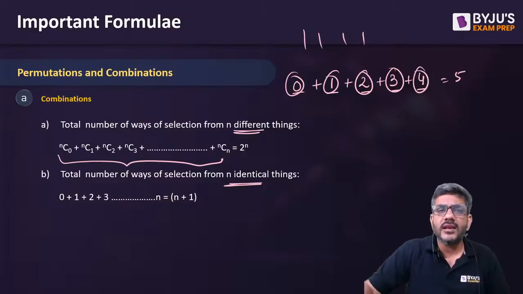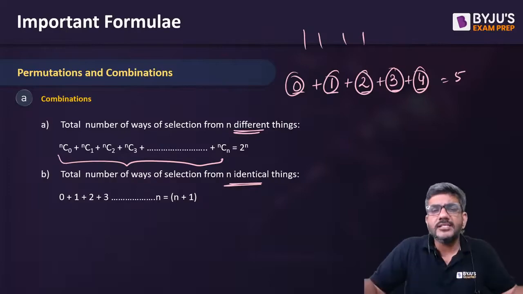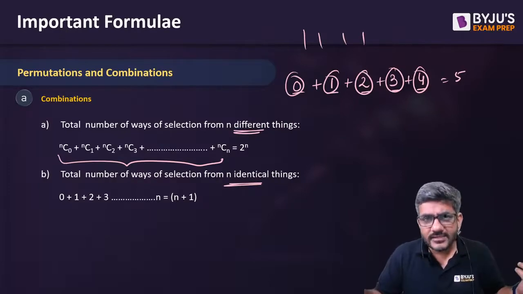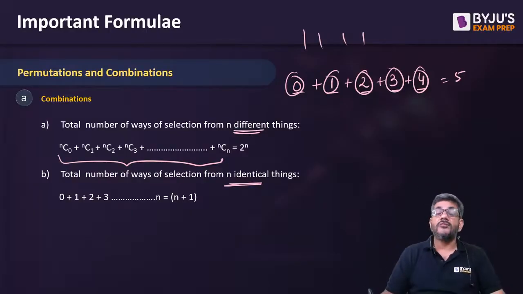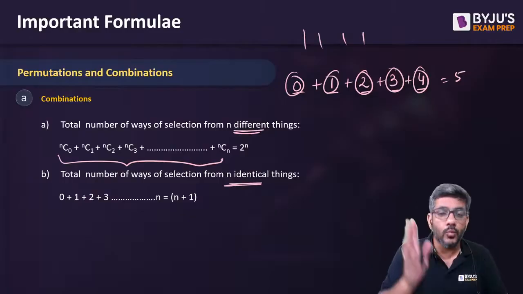Identical चीजों में से सिलेक्ट करने के ways हो ही नहीं सकते हैं, क्योंकि वो तो identical हैं. सभी चीजें एक जैसी हैं, आपको कोई एक चीज चुननी है, कितने तरीके से चुनोगे? एक, कोई भी ले लो, सभी एक जैसी हैं. So that ways the number of ways of selecting any number of articles out of n is n plus 1.